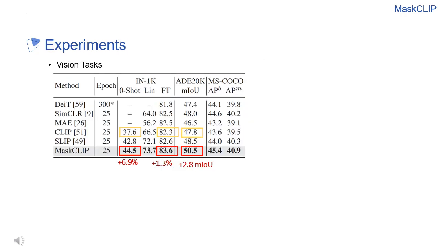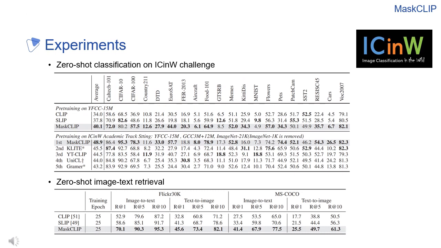At last, we compare our MaskCLIP with previous methods. To reduce the influence of data, we train all the methods with the same CC 50 million dataset. We find that our MaskCLIP outperforms the baseline methods, MAE and CLIP, by a large margin. We further test the zero-shot classification performance on 20 small datasets from the image classification in the wild challenge, and we won first place. For image text zero-shot retrieval, our MaskCLIP also gets the best result.